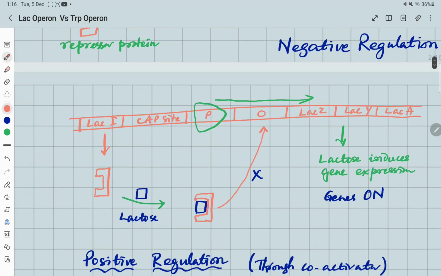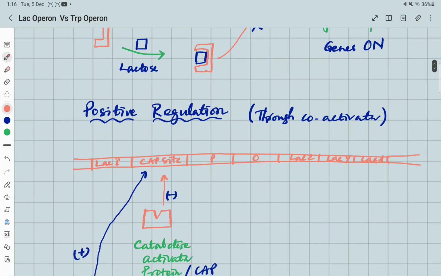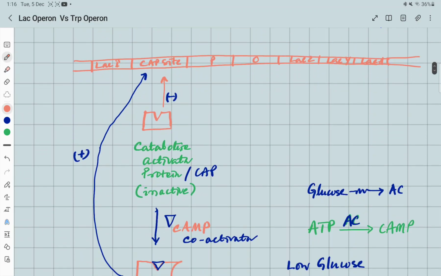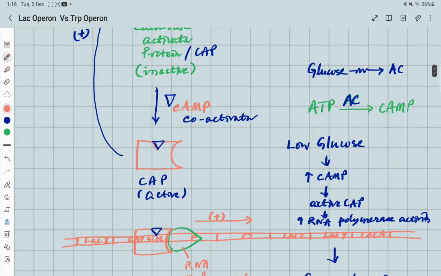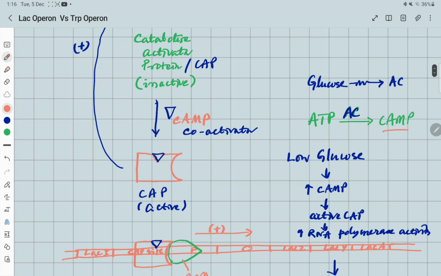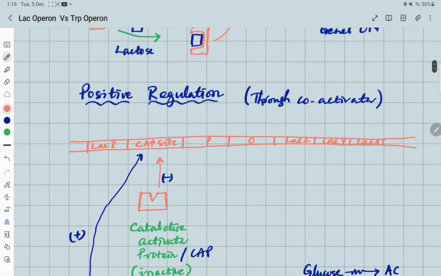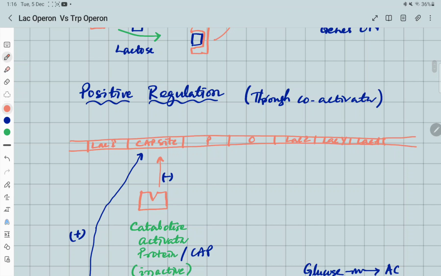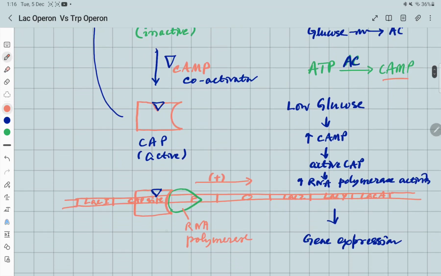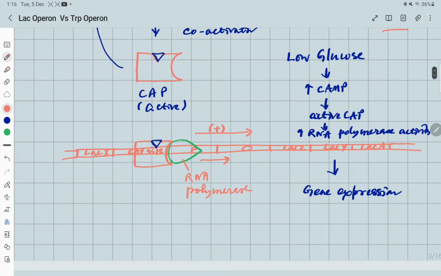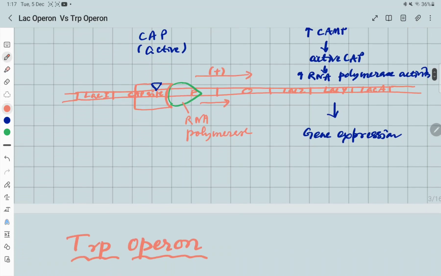This operon can also act through positive regulation through the co-activator. When there is low glucose, that will activate the adenylate cyclase enzyme, so there will be production of cyclic AMP, which activates the catabolite activator protein, and this catabolite activator protein binds to the CAP site, which is adjacent to the promoter site, and will facilitate the action of RNA polymerase, and it moves along the operon, and the gene expression occurs. So the operon is on.